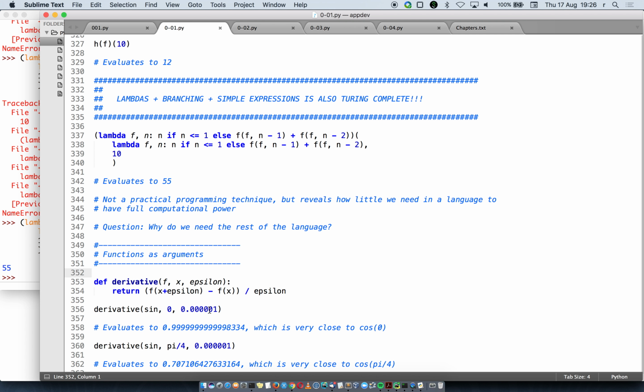So we want the derivative of f, which is a function, at a point x. And obviously, we can't compute a limit, so we're going to take a tolerance. We're going to approximate it as the ratio of the two differences. So we're going to say that it's f applied to x plus epsilon minus f of x, divided by epsilon. So we are computing the derivative at a specific point. Let's see how this works.